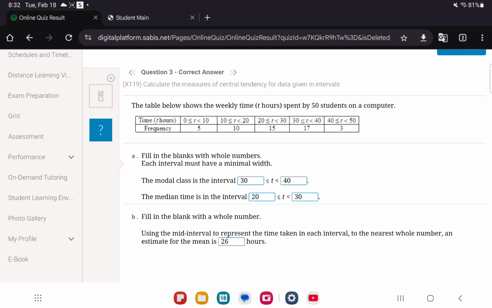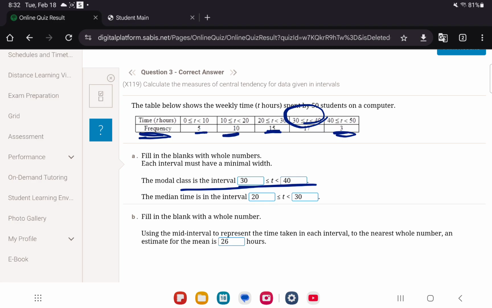Modal class, modal letter, modal mode, whatever, they all have the same meaning. They all mean the greatest frequency. Here, we go to the frequencies. There's 5, no. There's 10, no. There's 15, no. There's 3, no. 17 is our greatest. So we go to the time in hours. For 17, we look up, we see 30 and 40, so we fill that in.